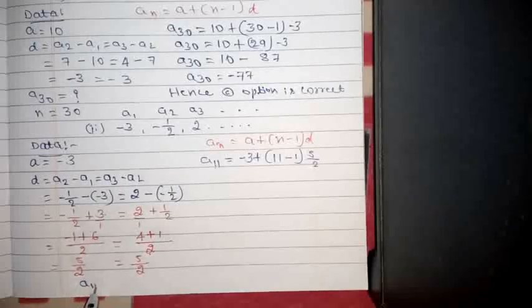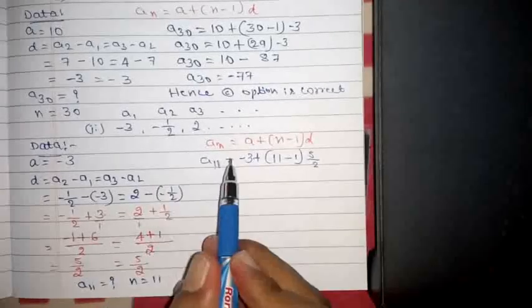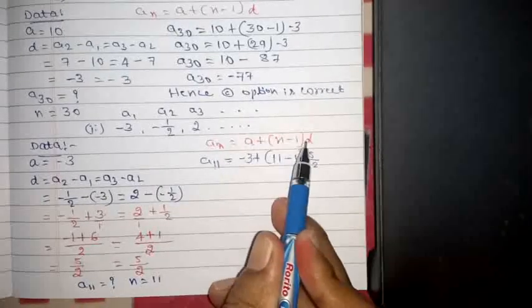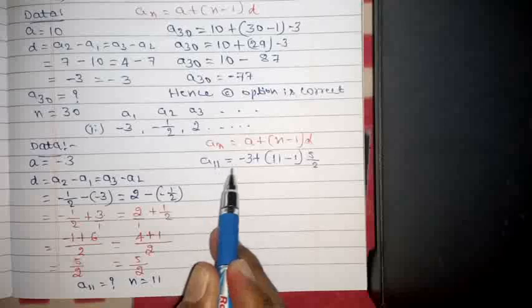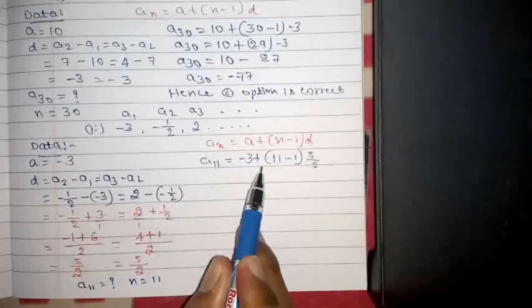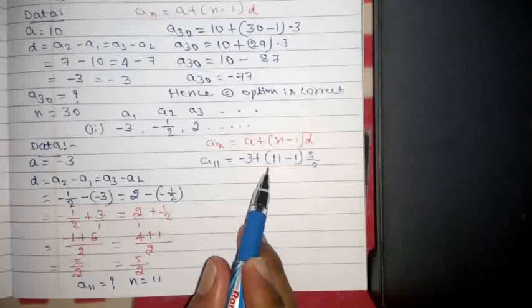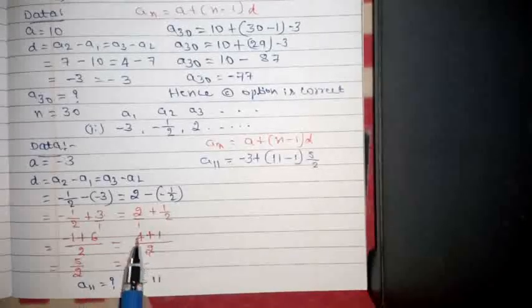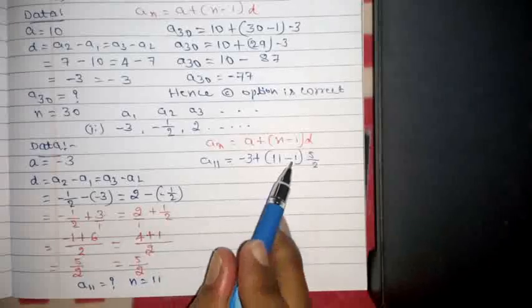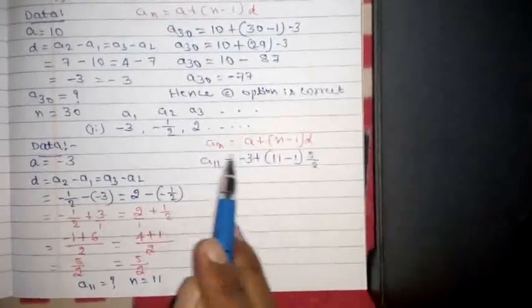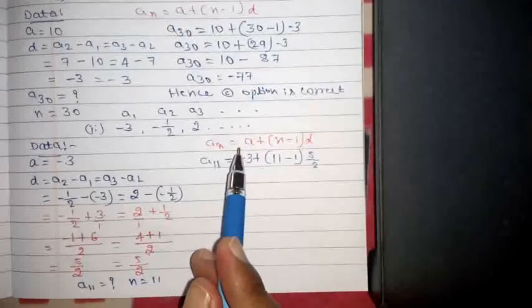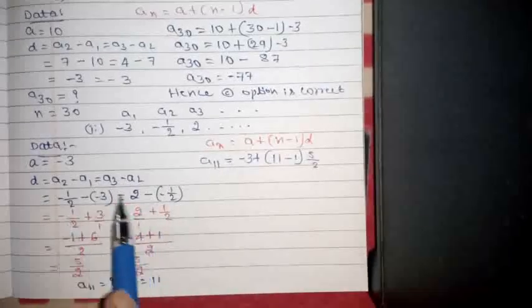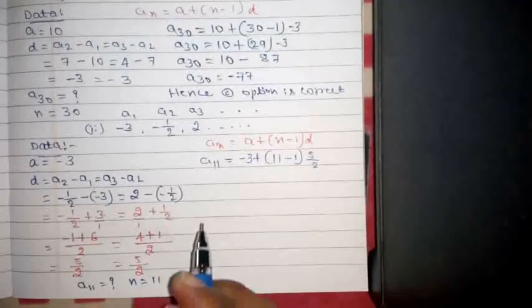So the 11th term you need to find, so therefore n is equals to 11, okay. Now here an is equals to a plus n minus 1 into d is the formula. a11 is equals to, a value is minus 3 plus n value is 11 minus 1 into d, d value is nothing but 5 by 2, right? So this is the nth term of an AP formula. So simple, you need to write down the formula and apply the values to the formula and simplify it and write down the answer, right?